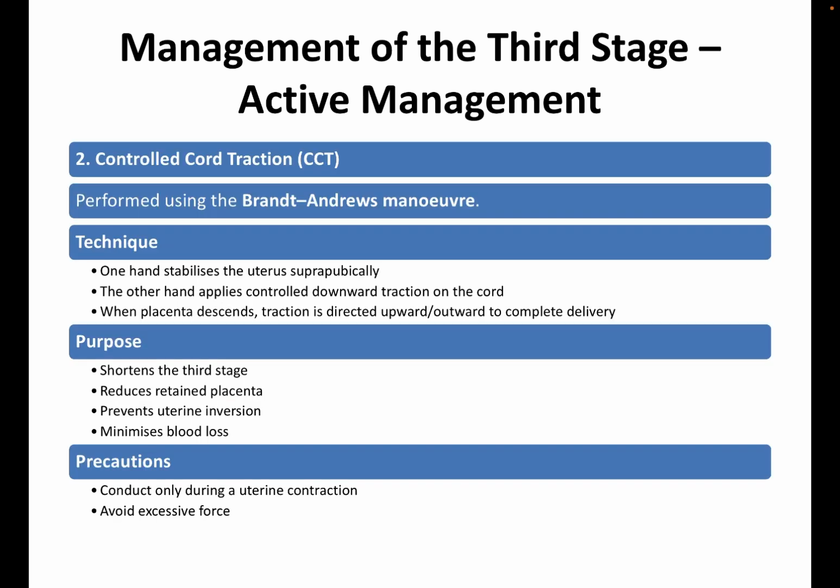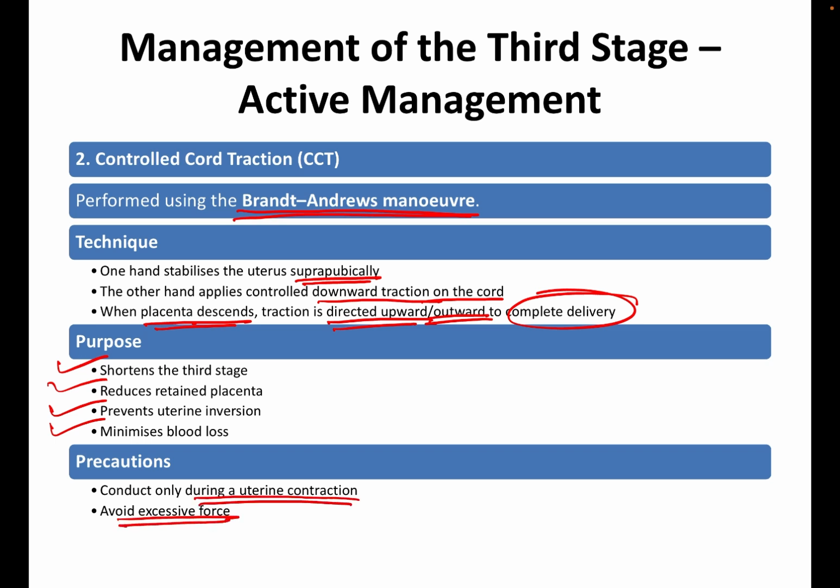Controlled cord traction is performed using the Brandt-Andrews maneuver. Here, one hand stabilizes the uterus suprapubically, the other hand applies controlled downward traction of the cord. When the placenta descends, the traction is directed upward and outward to complete the delivery. The purpose is to shorten the third stage, reduce retained placenta, prevent uterine inversion, minimize blood loss. Precautions: conduct only during uterine contractions and avoid any excessive force here.